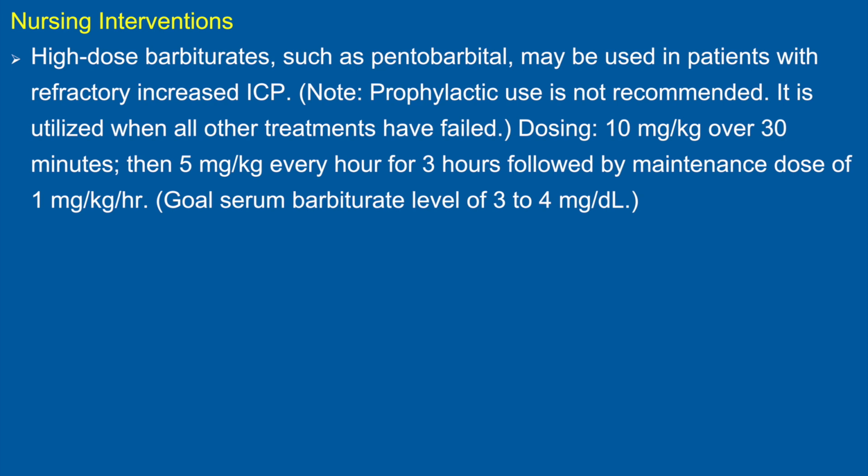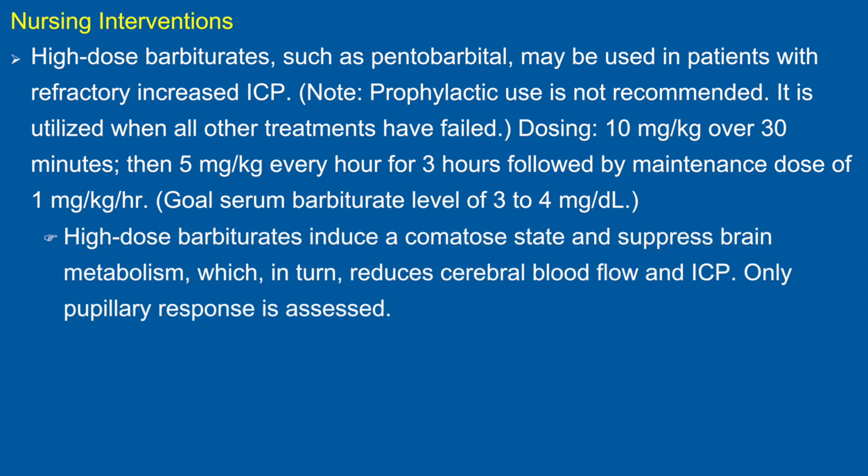High-dose barbiturates such as pentobarbital may be used in patients with refractory increased ICP. Prophylactic use is not recommended. It is utilized when all other treatments have failed. Dosing is 10 mg per kg over 30 minutes, then 5 mg per kg every hour for 3 hours, followed by a maintenance dose of 1 mg per kg per hour. Goal is to maintain a serum barbiturate level of 3 to 4 mg per dL. High-dose barbiturates induce a comatose state and suppress brain metabolism, which in turn reduces cerebral blood flow and ICP.